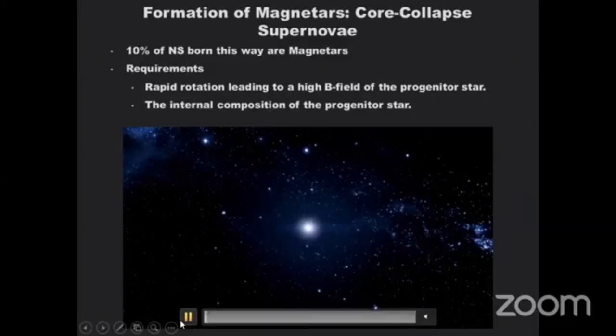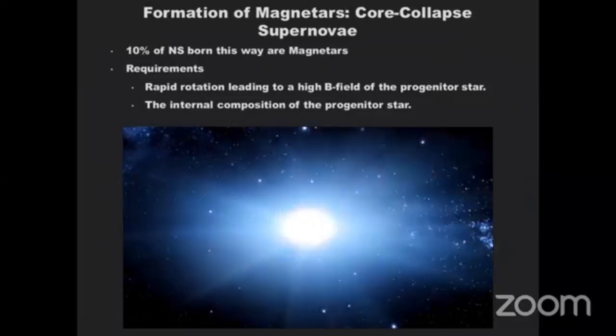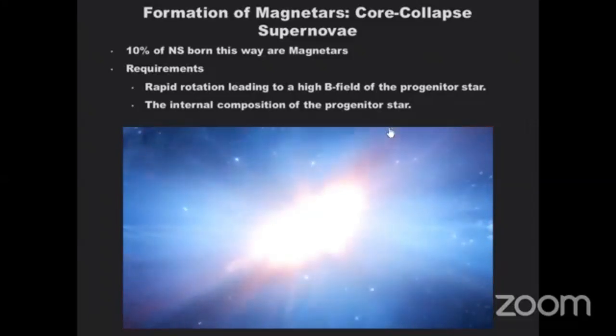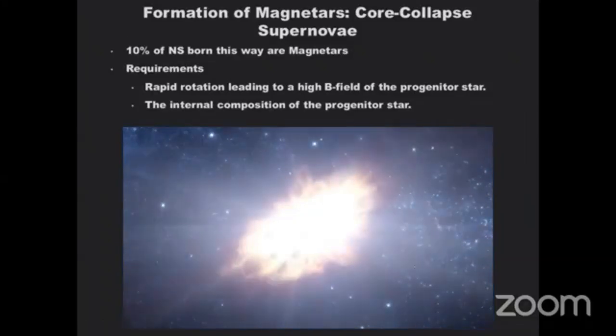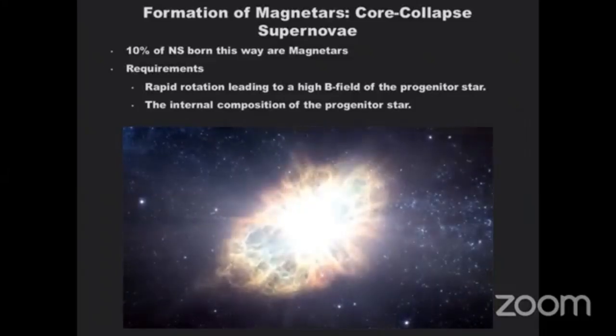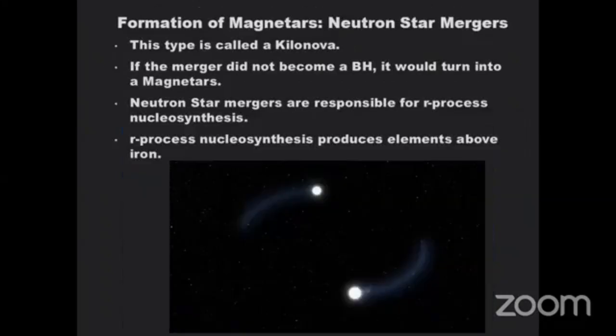So here is the supernova explosion, neutron star born. This is the simulation of the Crab nebula. So the spin of the initial mass, the progenitor star, has to be very high for it to become a magnetar and not a pulsar. Otherwise, it becomes a pulsar. Okay, so that's it. Another way a magnetar can be formed is through what we call neutron star merger.